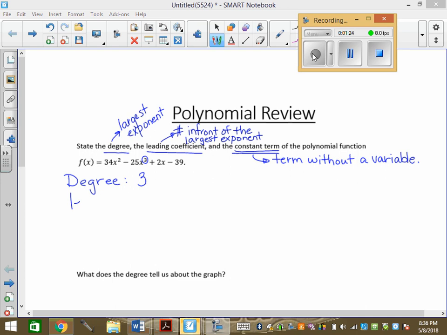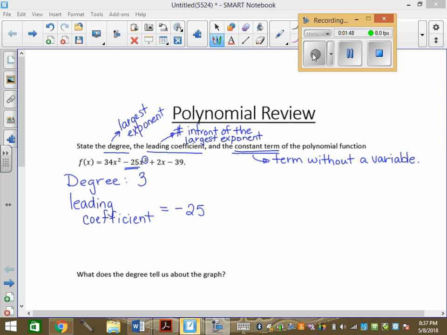The leading coefficient is not 34, because that doesn't lead the equation. I know it's at the front, but it's not the number in front of the largest exponent. My leading coefficient is actually negative 25, because it's the number in front of the largest exponent. Therefore, it leads the equation.